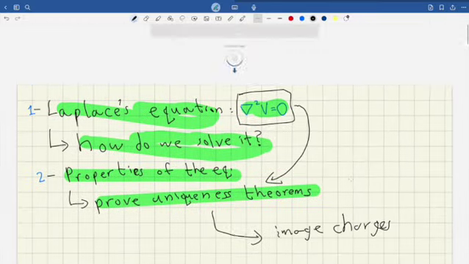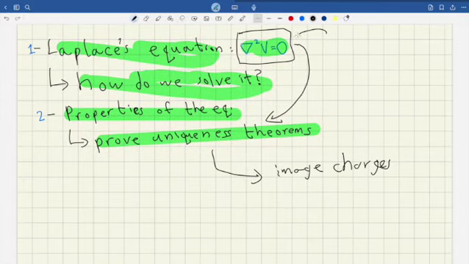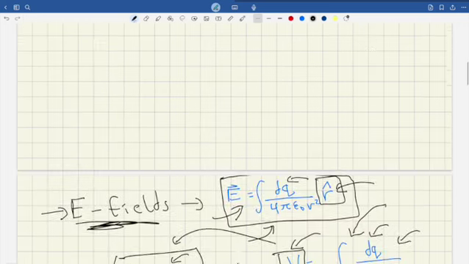Where does it come from? I've written this equation down over here, but what even is this? What is this double triangle square thing? That's what we'll cover now.